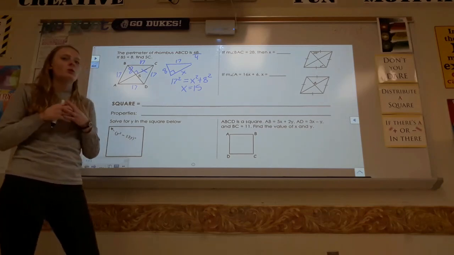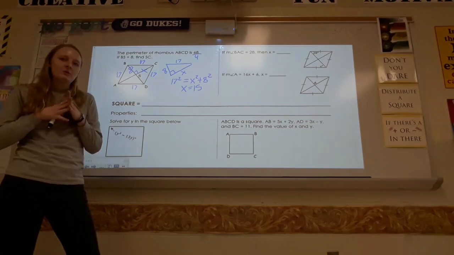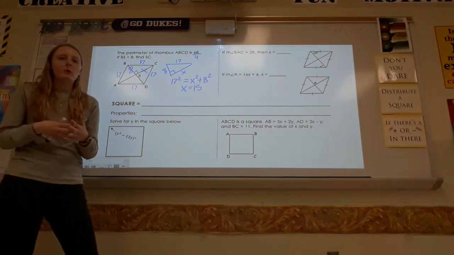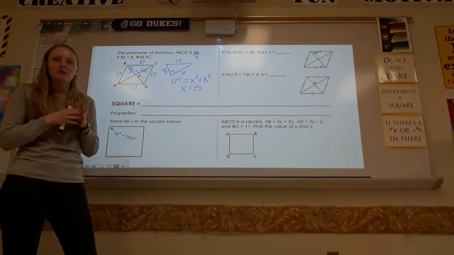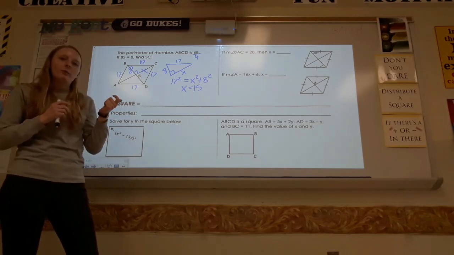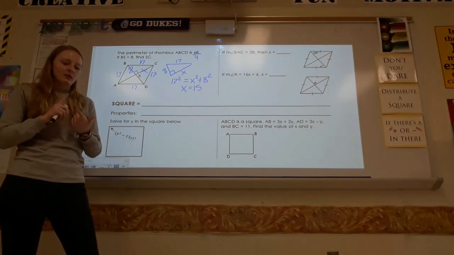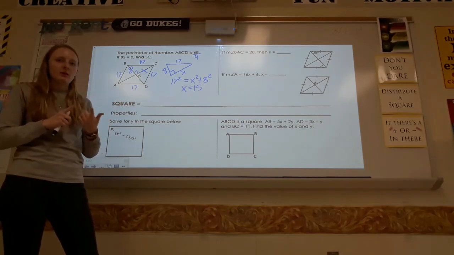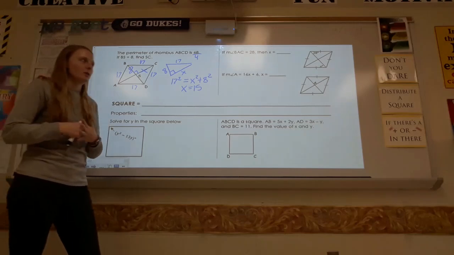Okay, so again, don't overlook that property of the diagonals being perpendicular. It may just be the thing you need to move forward. So when you guys are super stuck and you're not sure what to do, think about those extra properties of a rhombus, the diagonals bisecting the angles and then the diagonals being perpendicular. They may be exactly what you need to move forward.